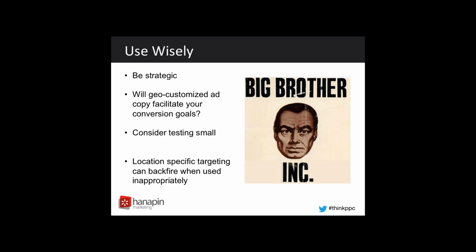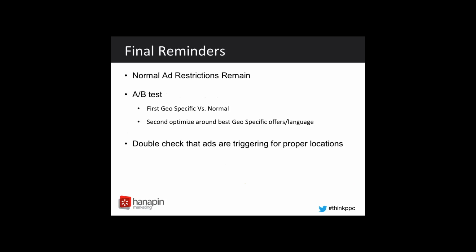And then final reminders. Normal ad restrictions remain, so within all of the AdWords guidelines when it comes to character limits, display URL, make sure that you are following them when you are inserting these geo-targeted ad customizing ad copy options. Also, A/B testing still remains a very important aspect of using geolocated ads. First, you want to start with a geo-specific ad and then have it compared to a normal one to see how it affects account-wide performance. And from there, continue to optimize around what is the best geo-specific language, whether it's indicating a specific city, different offers you offer, different options you offer, and optimize accordingly.